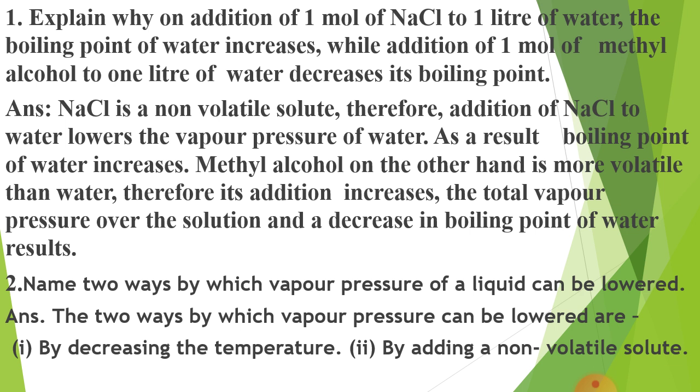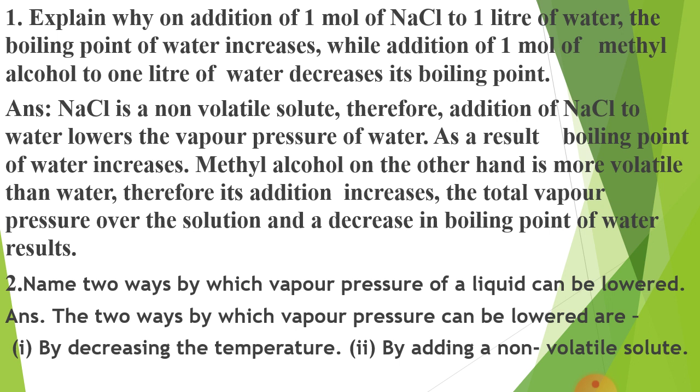Methyl alcohol, on the other hand, is more volatile than water. Therefore, its addition increases the total vapor pressure over the solution and hence a decrease in boiling point of water results. This type of question you have to solve like this.